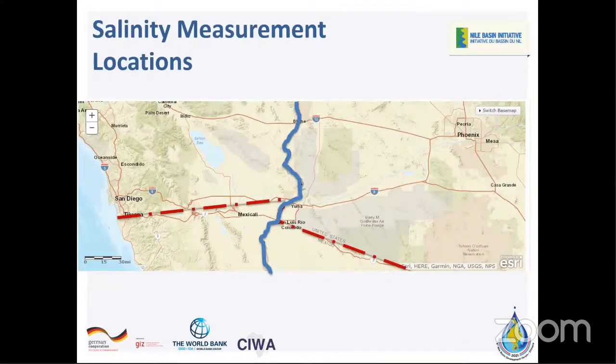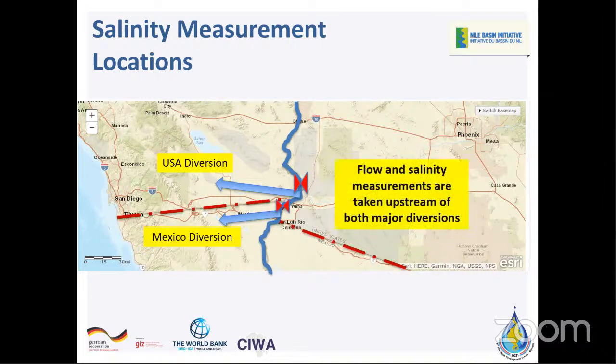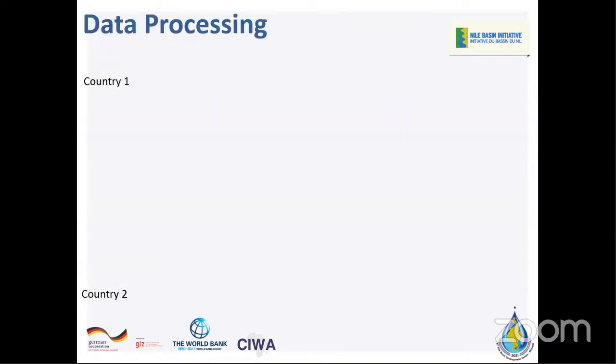And here's the river coming across the border, and where the major diversions are to the US and Mexico, both flows and salinity are really monitored just upstream of both of the diversions. So they can be shared interactively. So where does the technology sit in for or used for this?